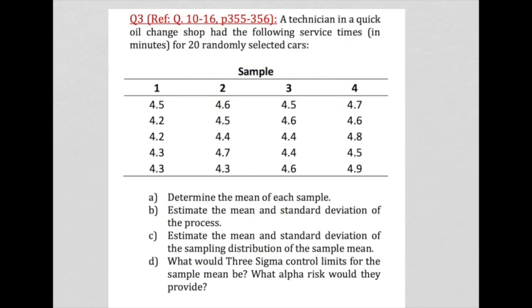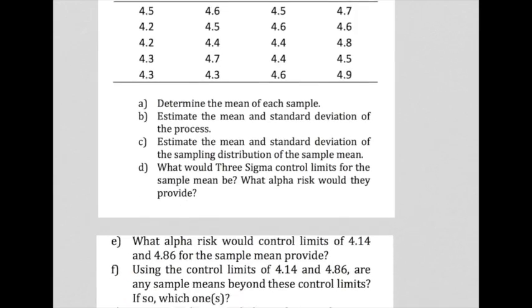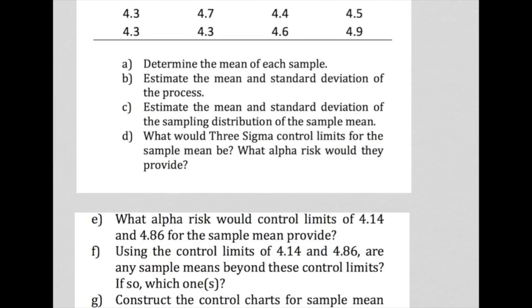Let's read it together. So essentially we want to find out what is the mean of each sample. We're going to estimate the mean and standard deviation of the process. So remember, sigma process versus sigma of the sample. C is estimate the mean and standard deviation of the sampling distribution. D, what would the 3 sigma control limits for the sample be, and the alpha risk. We're going to calculate that. Remember alpha risk? We covered that in the class, last lecture.